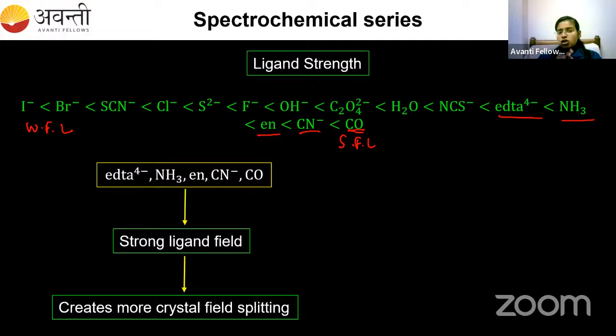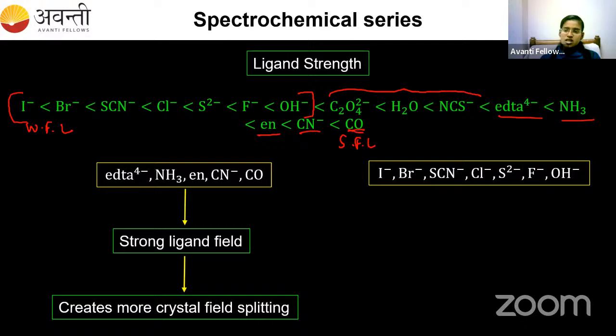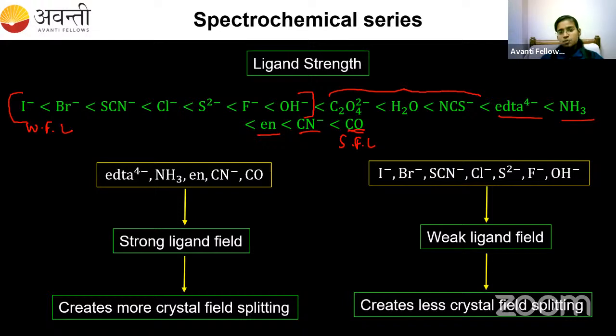If we talk about weak field ligands, weak field means from I minus till OH minus we can take. The other three are moderate. So till OH minus we can call weak field ligands. These ligands create less crystal field splitting. The energy gap between the two split orbitals will be very, very less. So strong field will create more splitting, and weak field will create less splitting.